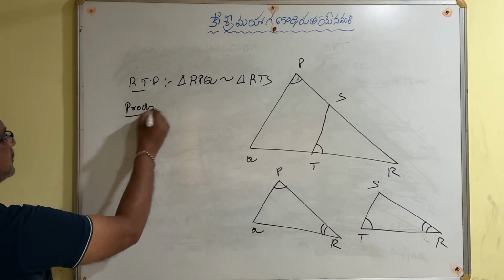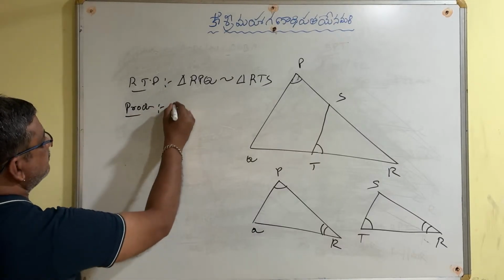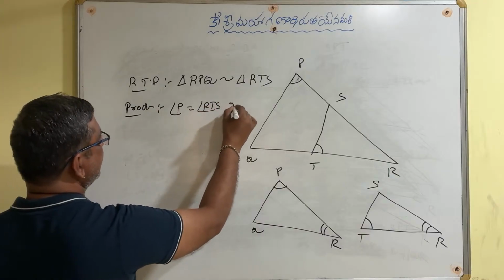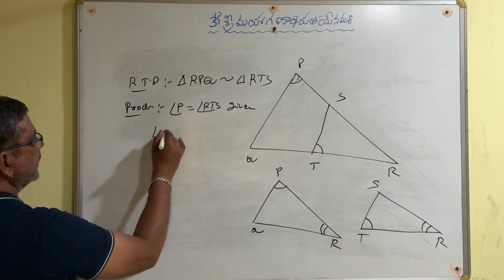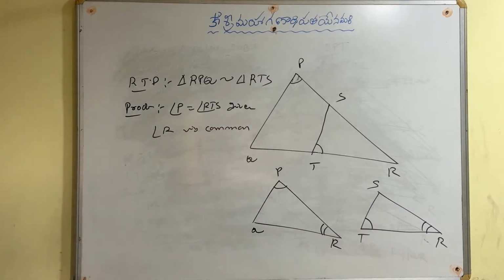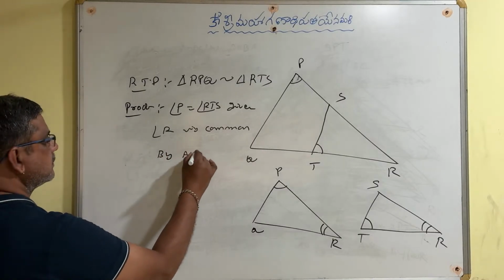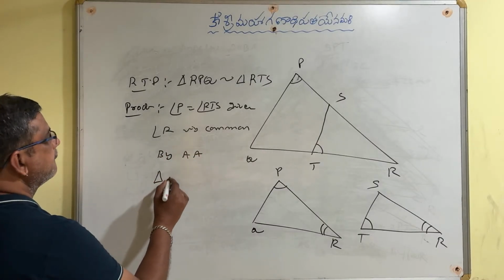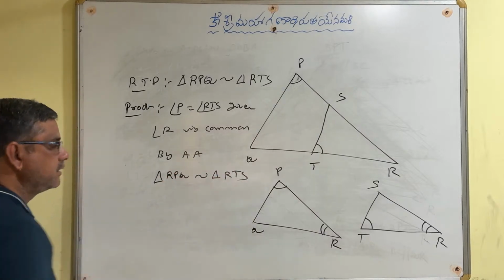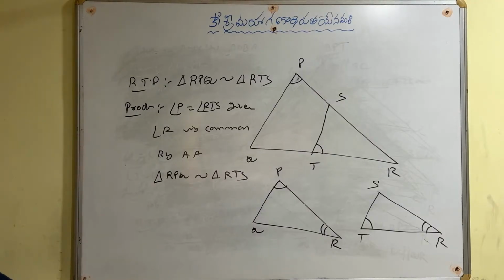Proof. Angle P is equal to angle RTS, given. Angle R is common in both the triangles. So by AA similarity, triangle RPQ is similar to triangle RTS.